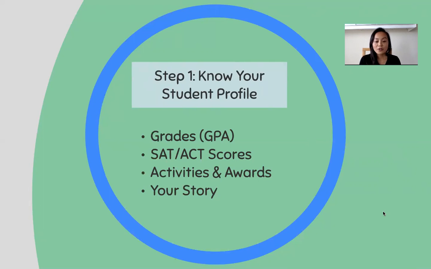And you want to know what your SAT or ACT scores are, as well as your activities and awards, which is basically your extracurricular activities. Are you in a sport? Do you do community service? Are you in student government? Do you have a job? Do you have family responsibilities? Awards include, like, were you a National Merit Scholar? Were you the MVP of your team? Did you win an award at some kind of science or robotics competition? These are things that you want to keep in mind.